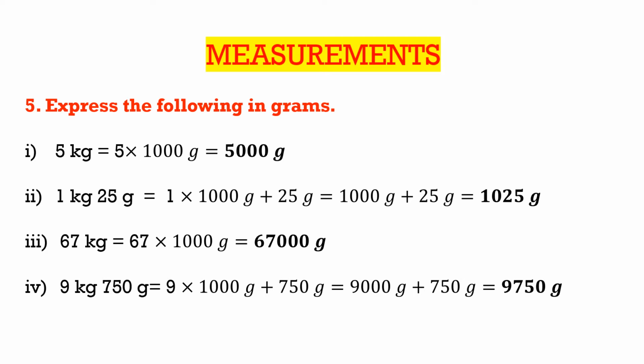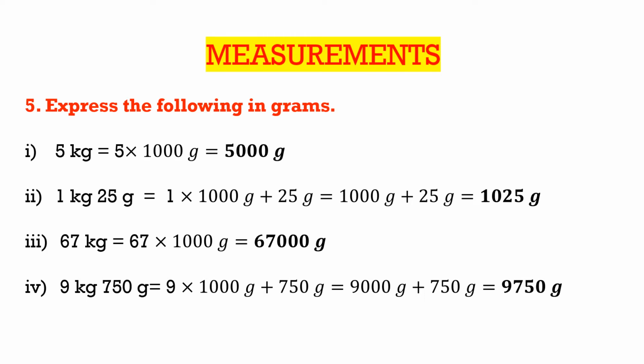Next third bit is 67 kg. We have to convert 67 kg into gram. We know 1 kg equal to 1000 gram. 67 multiplied by 1000 gram equal to 67,000 gram.